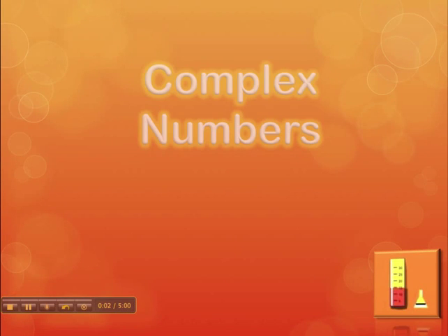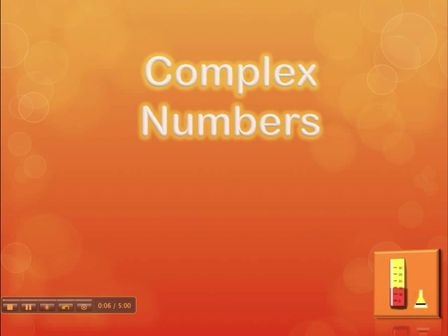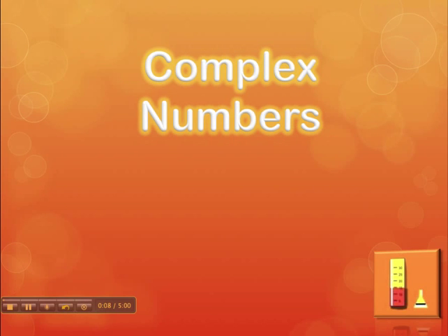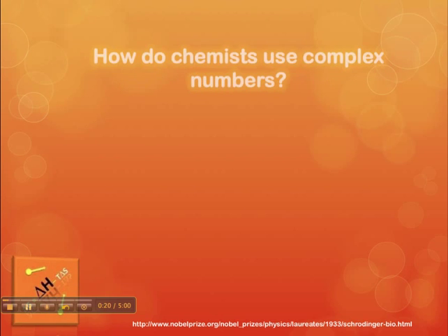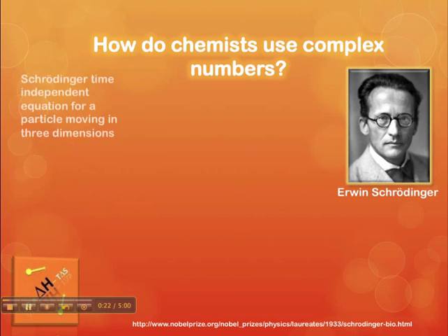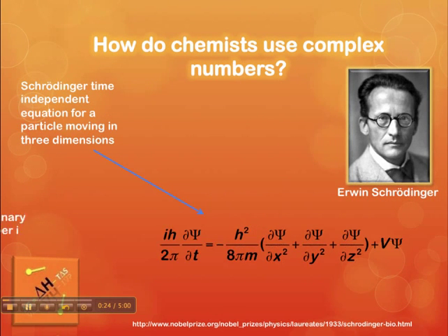This video is about complex numbers. Complex numbers are used a lot in quantum mechanics. One example is in the Schrödinger equation, something that you become very familiar with over the course of your undergraduate degree in chemistry.